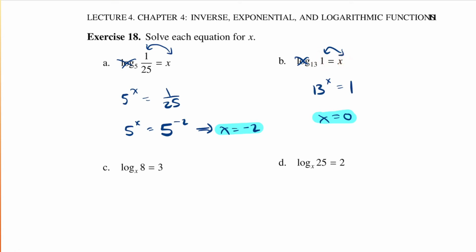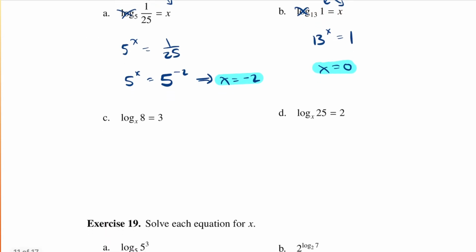For the next one, we're going to get base x to the third power equals 8. Take the cube root of both sides. X is equal to the cube root of 8, which is 2.